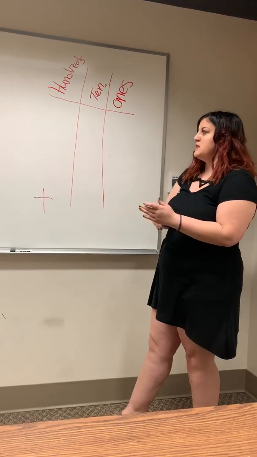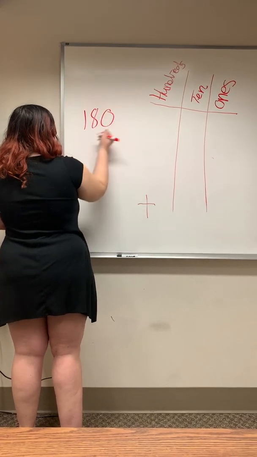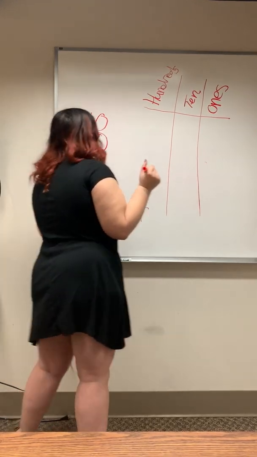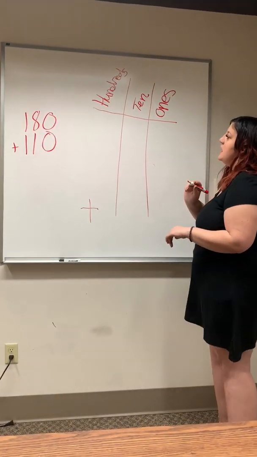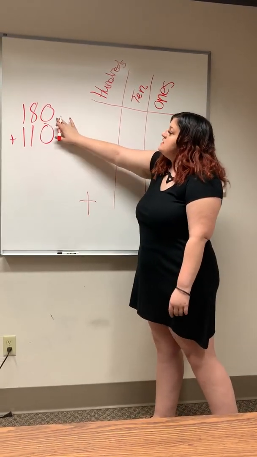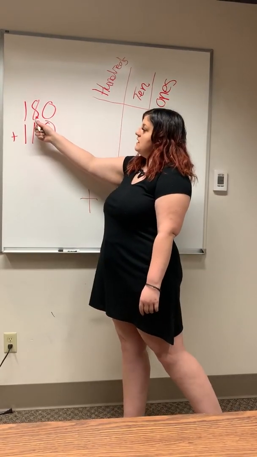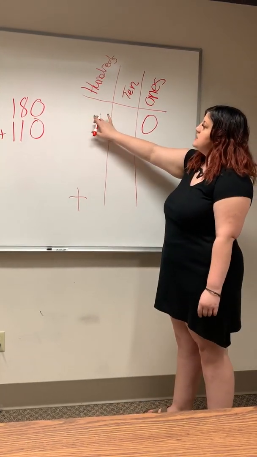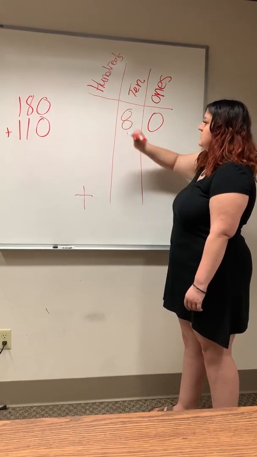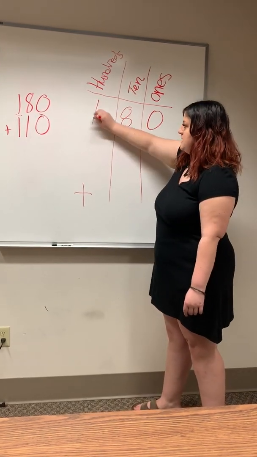So our first example we're going to work with is 180 plus 110. So where does the 0 go in 180? The hundreds, tens, or ones? We see it's the last digit, and it will go in the ones column. What about the 8 in 180? Does it go in the hundreds or tens? Yep, it goes in the tens. And then finally, we see the 1 in 180 would go in the hundreds place.